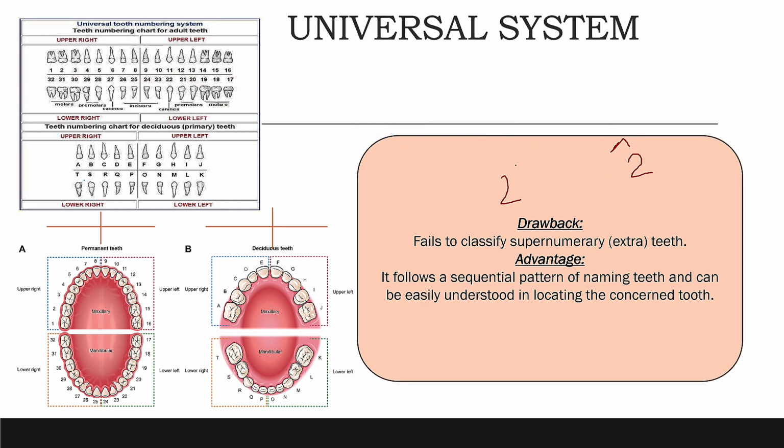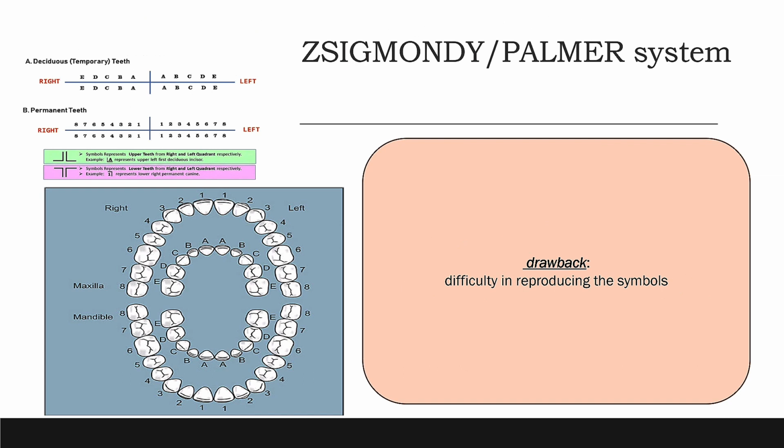Moving to the second system of today, that is the Zsigmondy-Palmer system. Yes, just concentrate first on the spelling of this Zsigmondy. S is silent here. Okay, it is Zsigmondy or Palmer system or notation.